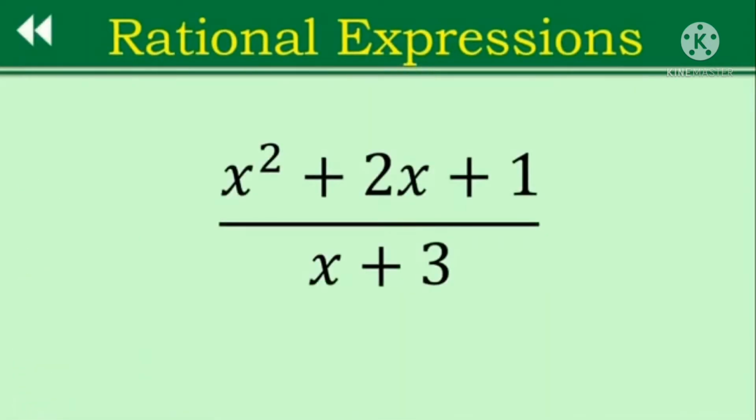Example number 1. x squared plus 2x plus 1 all over x plus 3. Is this a rational expression? I'll give you time. And the answer is, it's a big yes. Now what makes it a rational expression? Remember, earlier, a rational expression is a ratio of two polynomials. Second, there's a variable in both the numerator and denominator. Now let's proceed to another example.